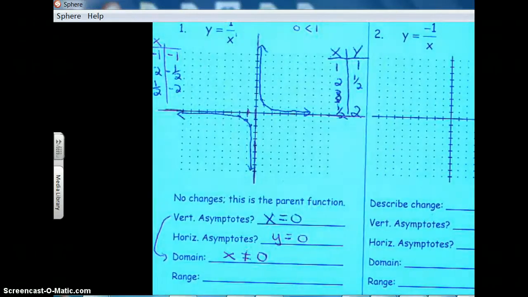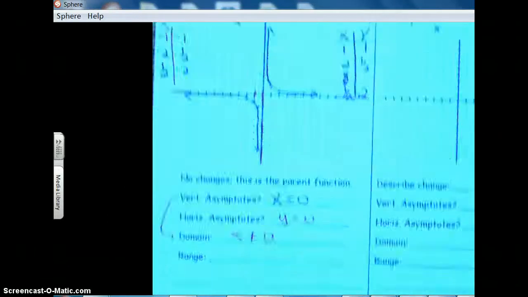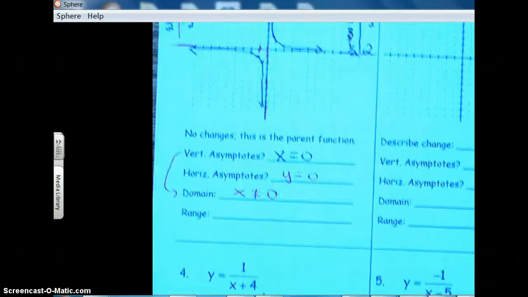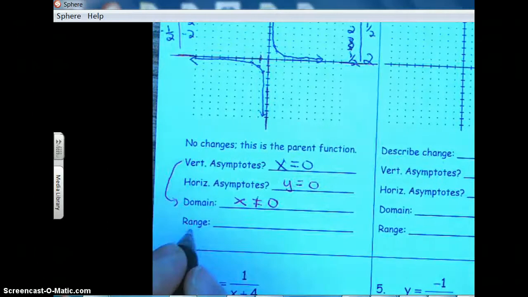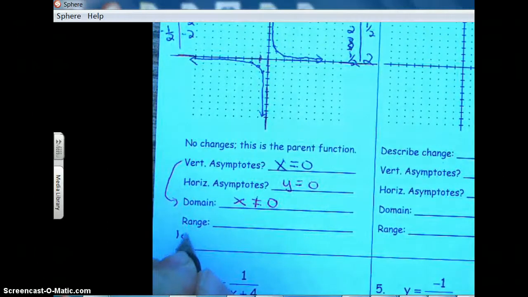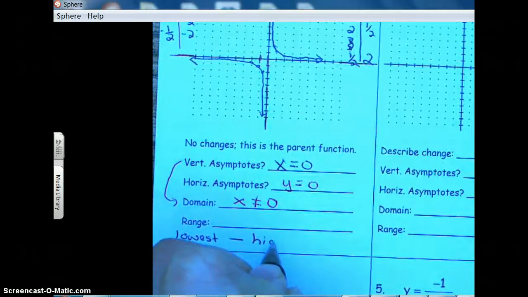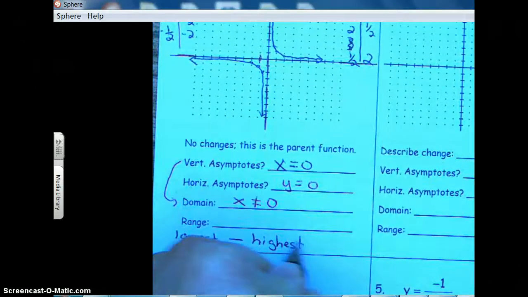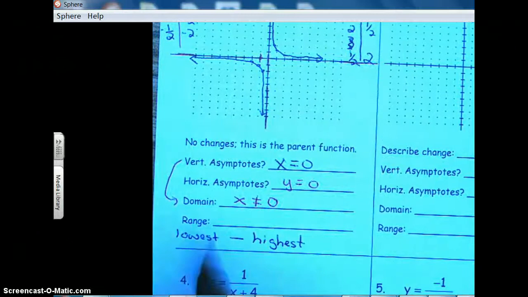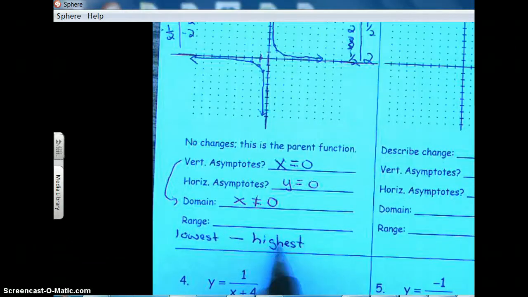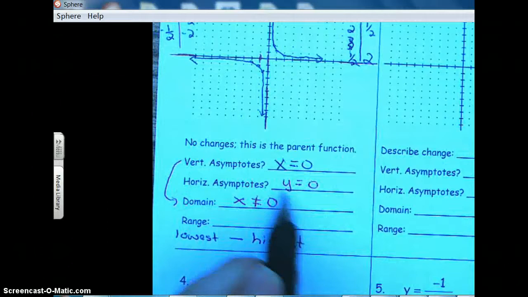And there's your graph. Now for range. Now range is going to be something new. Remember that range goes from the lowest to the highest. Okay? So we could write this as an inequality, or we could write it like this new way.